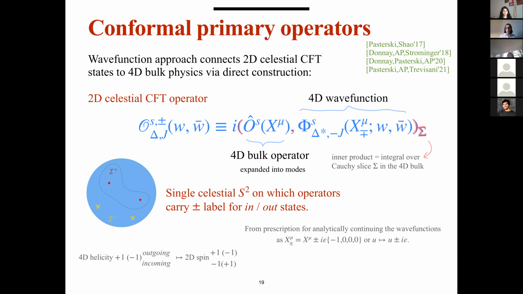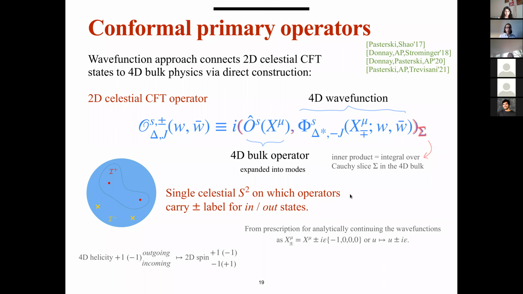Once I have this wave function, I can construct two-dimensional operators. These two-dimensional operators are given by an inner product of a bulk operator, which we can expand in modes. For example, we take the bulk operator of a spin 2 field, expand it in modes, plug them in here, compute the inner product with a conformal primary wave function, one of the ones that I've shown you before, and compute that integral. That will be an integral over a Cauchy slice in the bulk. The result will be an object that depends only on the boundary. It will be a two-dimensional celestial operator, which is labeled by conformal dimension delta and spin j. One thing to point out is that this operator will carry a plus-minus label, and that label essentially tells us whether we're talking about in-states and out-states. So the boundary will be a single celestial sphere, and whether we have in-states or out-states will be distinguished by this label.